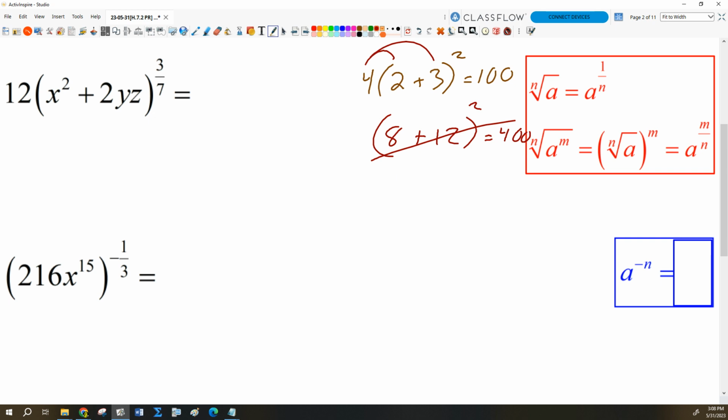The 12 ends up just being a 12 outside, right? What about the other part? What's all this stuff inside the purple bubble going to become?